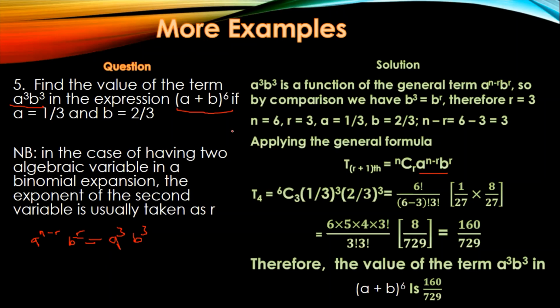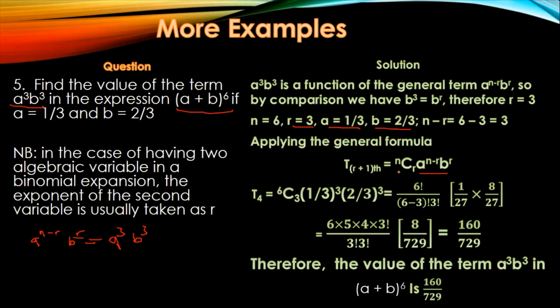Now applying this general formula, we should know that our n is equal to 6 from this expression a plus b raised to the power of 6, right? Now our r, as we've gotten, is equal to 3, and our a is given to be 1 over 3, our b is given to be 2 over 3, and our n minus r, of course, is equal to 6 minus 3, which is 3.